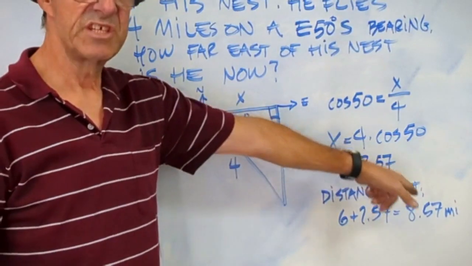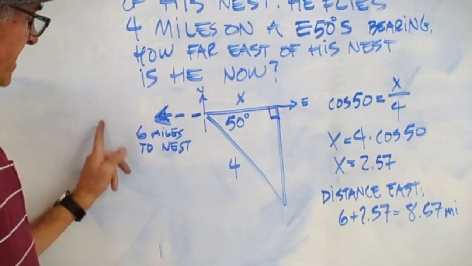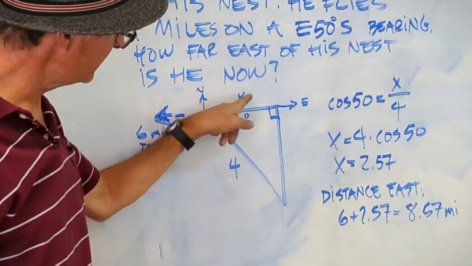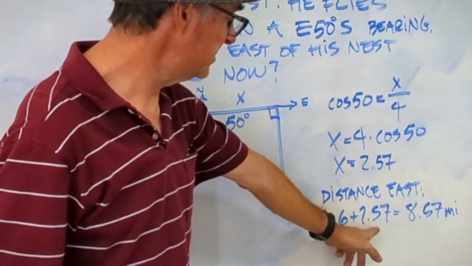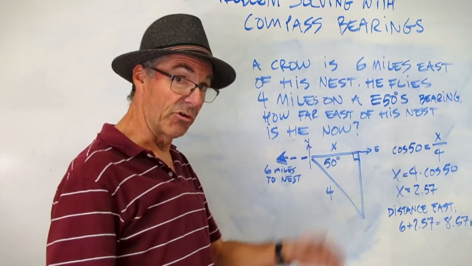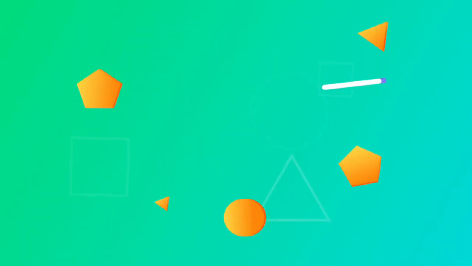x is 2.57 miles. So to get my distance east, remember, the nest is here, 6 miles away from the starting point. We've flown x more east, 2.57 more. So my total distance away from the nest in the eastern direction is now 8.57 miles.